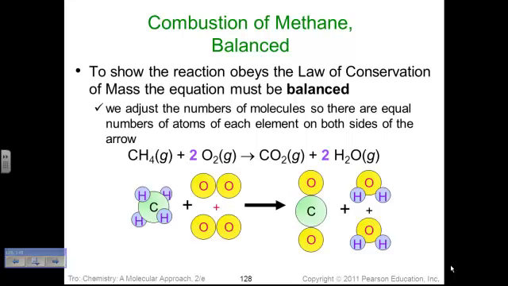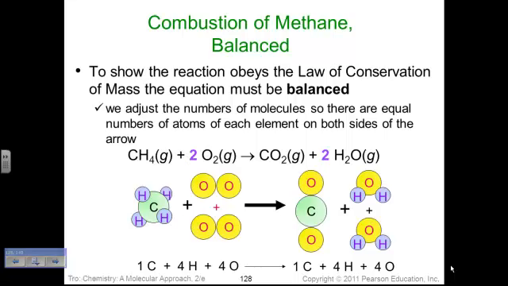If you count the number and the kind of each element, it indeed matches from the left to the right side. We've balanced the equation by placing coefficients. Each side shows 1 carbon, 4 hydrogens, and 4 oxygens. A balanced equation that obeys the law of conservation of mass.